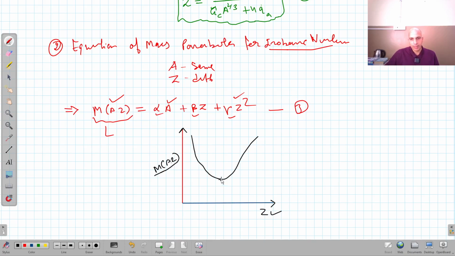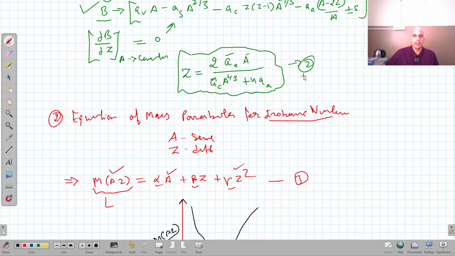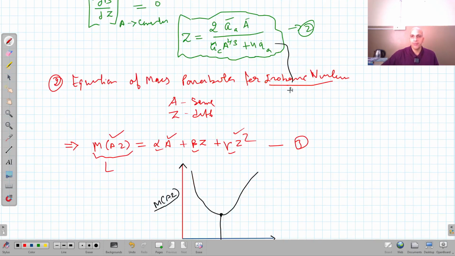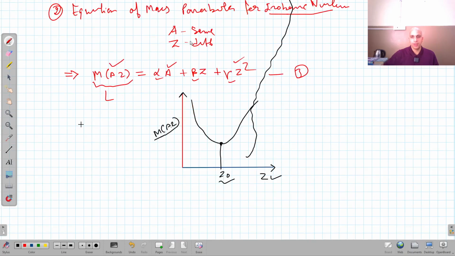And at the bottom, at this point, whatever the value of Z that I call Z naught, this will be the value for the most stable isobar, right? It will lie at the bottom of this parabola. This point, and the mass corresponding to it will be the mass of the most stable isobar, right? All other nuclei which are present either here or anywhere, they want to come to this position.